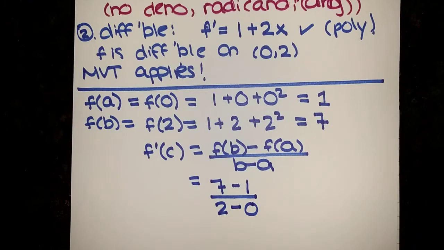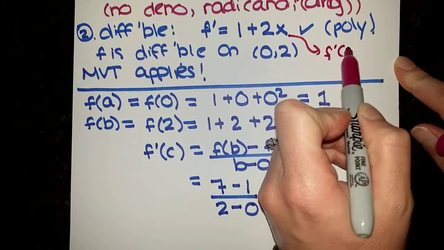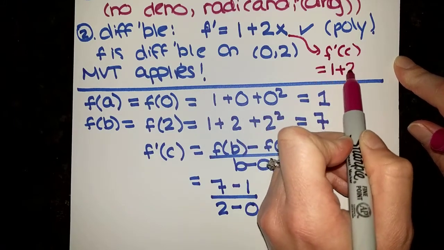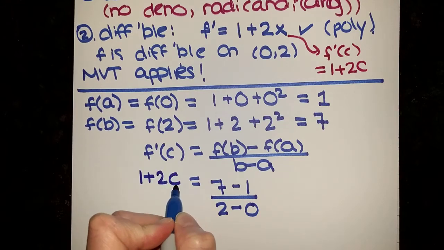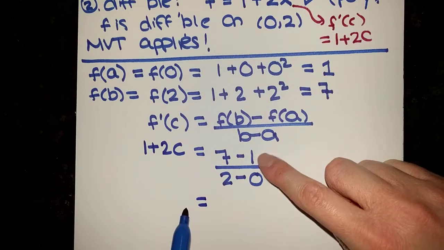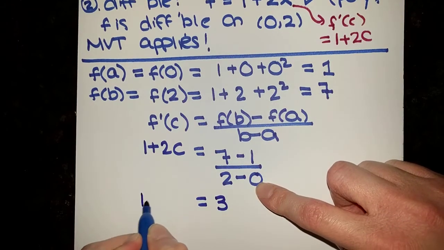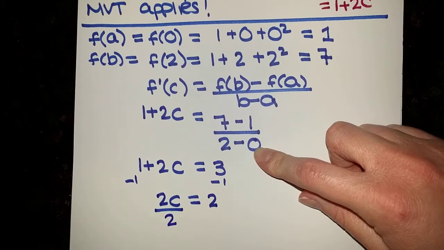Now, for our f prime of c, if you want to, you can keep it in terms of x, or you can say, okay, this is my f prime of x, so that tells us that f prime of c would be defined as 1 plus 2c. And so then we are going to solve for c using the derivative, okay? So on the right-hand side here, we have 6 over 2, so that gives us 3, and then 1 plus 2c. So to solve for c, I'm going to subtract 1 from both sides. Again, we just have a linear equation. So we're isolating c by subtracting 1, dividing by 2, and we get c is equal to 1.